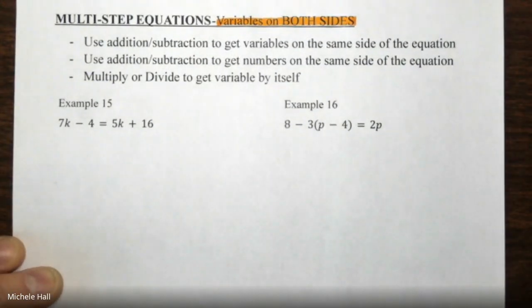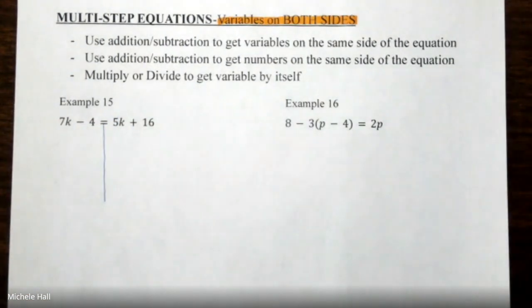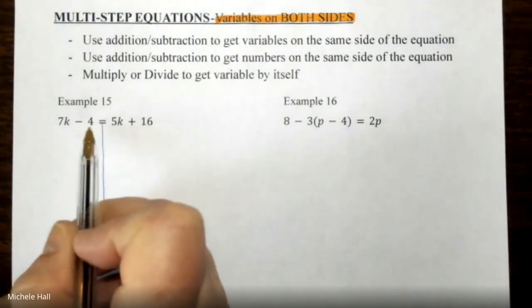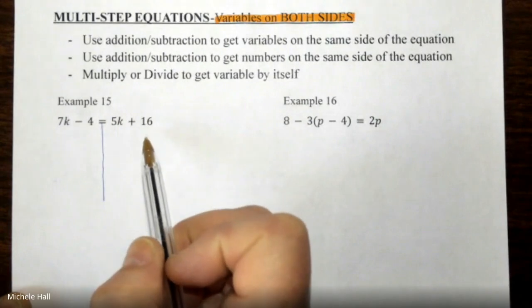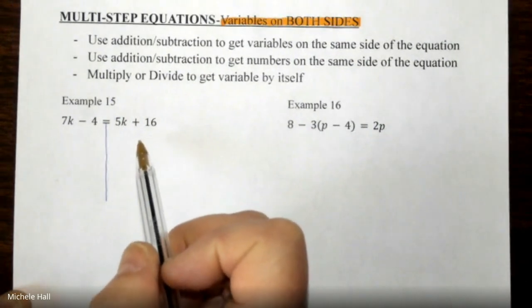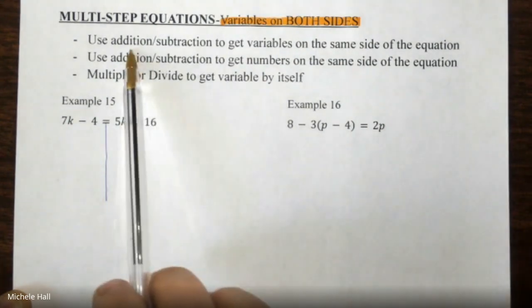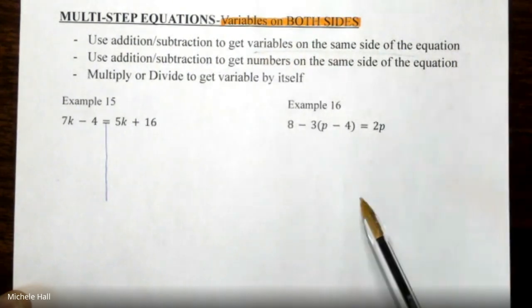Example 15. I'm going to draw my line so I can see both sides of the equation. I see 7k minus 4. Those are not like terms. I cannot combine them together. And 5k plus 16 are not like terms. I cannot combine them together. That means I'm ready to use addition and subtraction to get my variables on the same side.